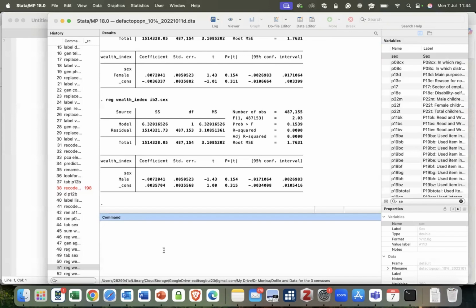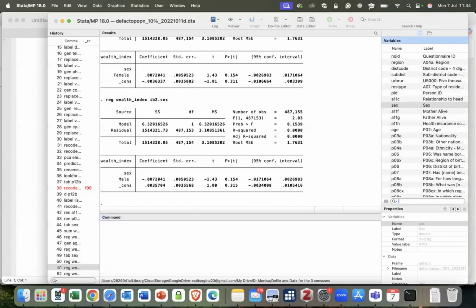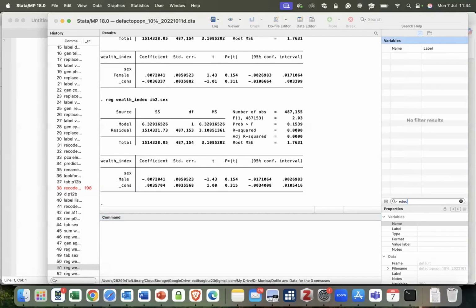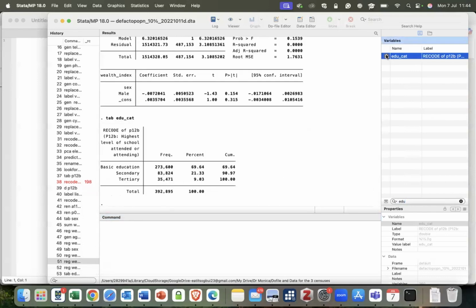We can do the same for categorical variables. And I think the categorical variable will be very interesting when we go through changing the reference category. Now let's go to the categorical variable. Here, we're going to use education as a categorical. Okay, so we have educat. Let's look at the nature of the educat variable by tabulating it. So we have here basic education, secondary education, and tertiary education.